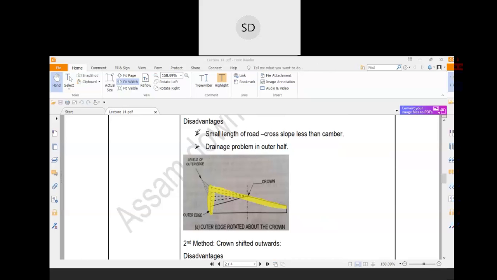Now the disadvantage of the method is that it suits only a small length of the road, and the cross slope is less than the camber. Whatever cross slope you get after that would be lesser than the camber, so it will create some problems in drainage consideration. For that reason you will find drainage related problems.